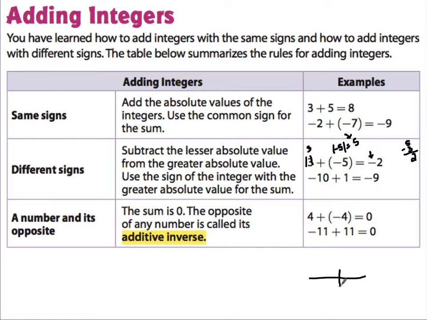Again, if you look at a number line and you're at -5, and you're at 3, and I have to go back 5: 1, 2, 3. Well, that gets me back to 0. Now I have to go 2 more: 1, 2. That puts me at -2.